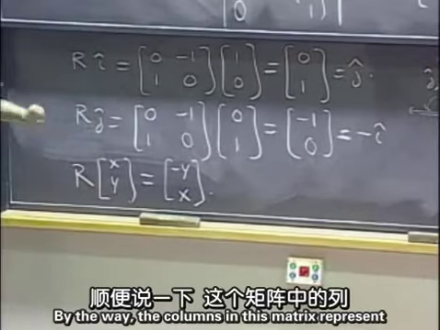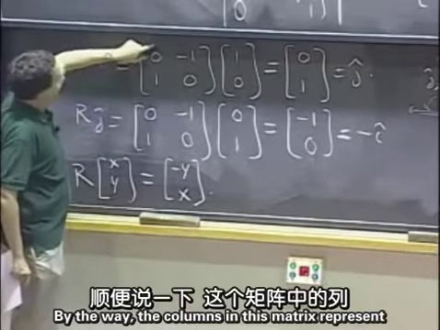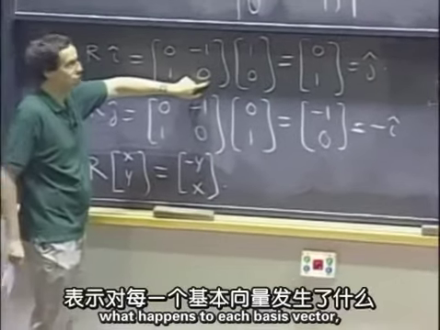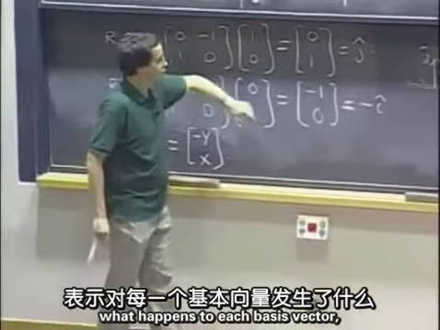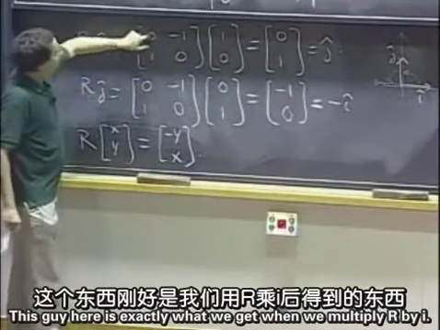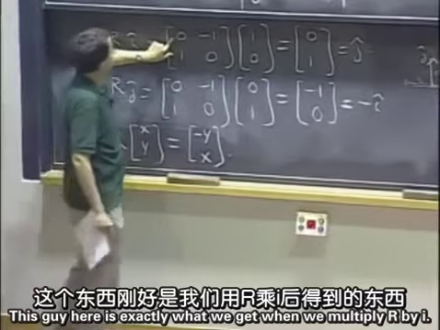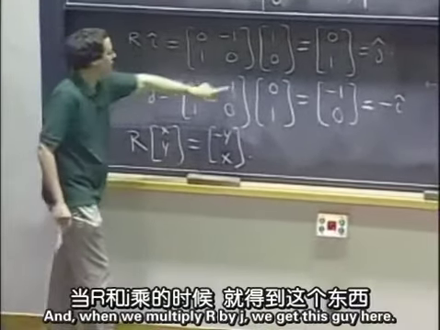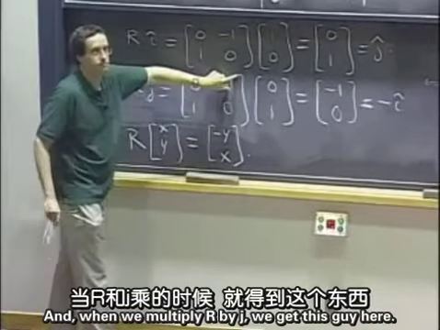By the way, I should point out that the columns in this matrix represent what happens to each basis vector, to the vectors i and j. This guy here is exactly what we get when we multiply R by i, and when we multiply R by j, we get this guy here.